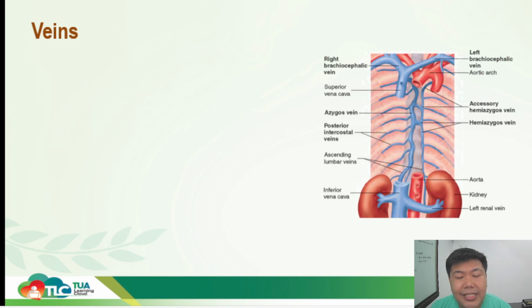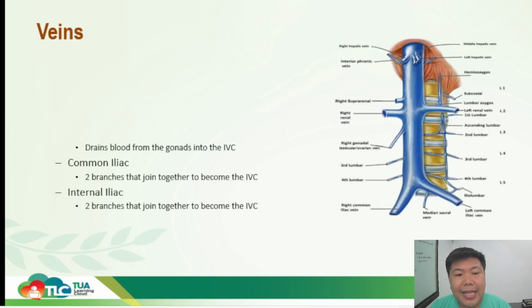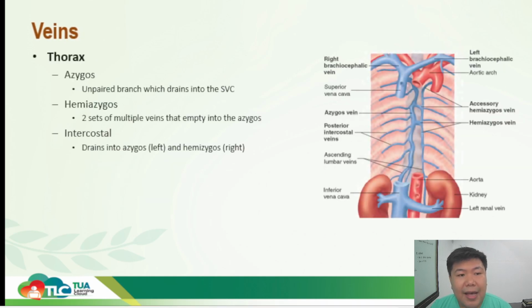For the thoracic veins, first we have the azygos. And the azygos vein is only found on the left side of the body. So it is an unpaired vein which directly drains into the superior vena cava. So now the superior vena cava receives blood from two areas, brachiocephalic and azygos. Okay?